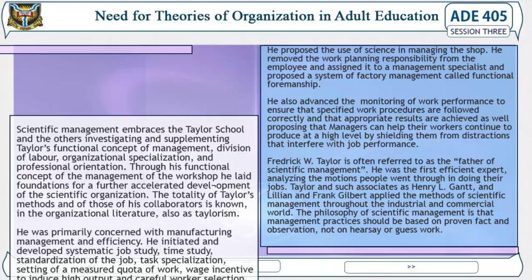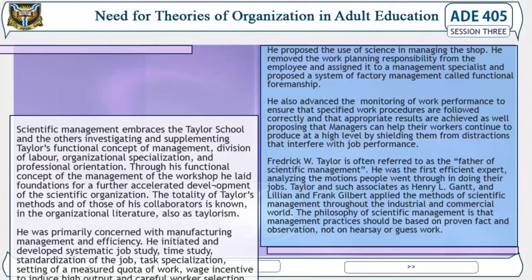He advocated maximum worker productivity rather than restriction of output. He proposed the use of science in managing the shop. He removed the work planning responsibility from the employee and assigned it to a management specialist and proposed a system of factory management called functional foremanship. He also advanced the monitoring of work performance to ensure that specified work procedures are followed correctly and that appropriate results are achieved, as well as proposing that managers can help their workers continue to produce at a high level by shielding them from distractions that interfere with job performance.